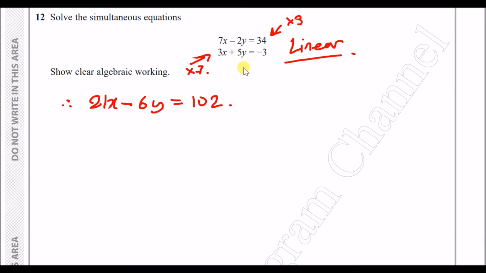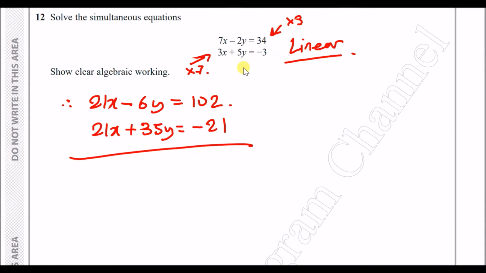For the bottom row, the same thing applies. You're going to get 21x. 5 times 7 is 35, and then you got y. Minus 3 times 7 is minus 21. Okay, so far so good. And because you got both values of x the same, the trick is to now subtract these pair of equations.